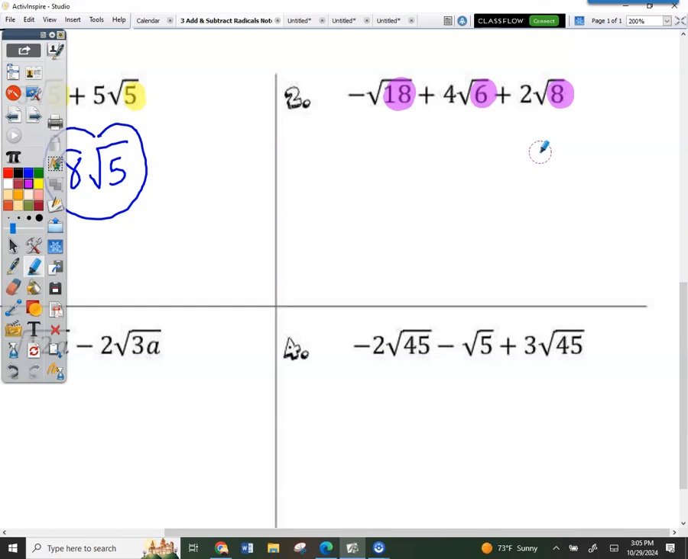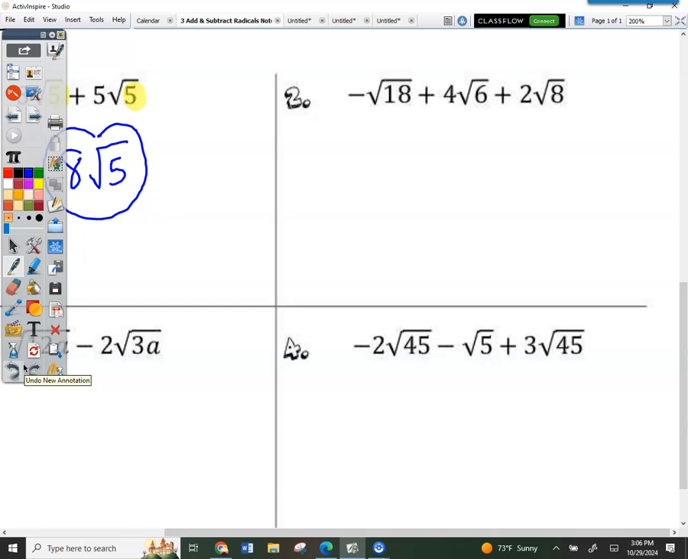And remember, look at your list of perfect squares. That can help you remember what to factor into it. We got square root 18, square root 6, and square root 8. Will they all combine at the very beginning? Can I combine any of them? No, none, right? They're not like terms at all.